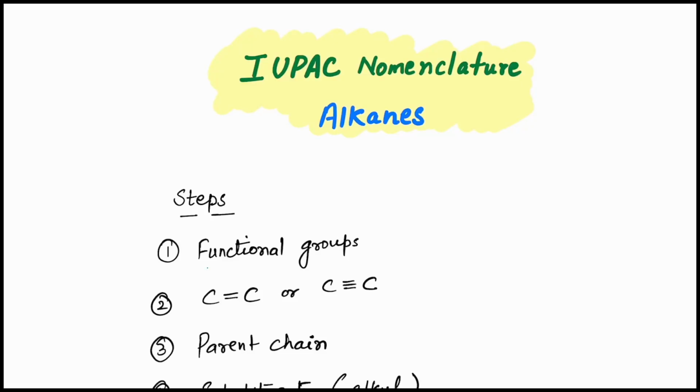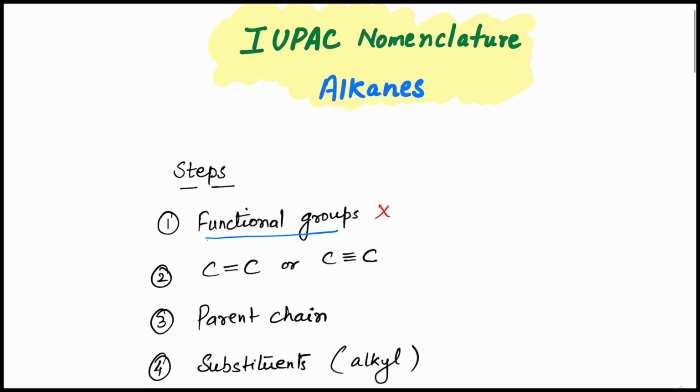Let's discuss the IUPAC nomenclature of alkanes. Previously, we came up with a number of steps that we can follow to write the name of any organic compound. Now let's see which of these steps are applicable in the case of alkanes. Step number 1 was to identify the functional group in the compound. For alkanes, there is no functional group present, so this step is not required.